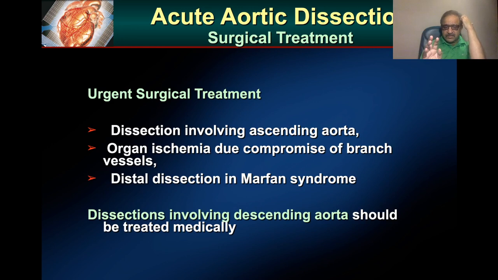Urgent surgical treatment is recommended in dissection involving the ascending aorta. So always type A dissection, urgent surgical involvement is very important. If the patient presents to you with organ ischemia, again surgery is needed. And if the patient is having dissection with Marfan syndrome, urgent surgery is needed. But if the dissection is involving the descending aorta, you can wait, you can treat your patient medically because there are fewer chances of complication in this patient.